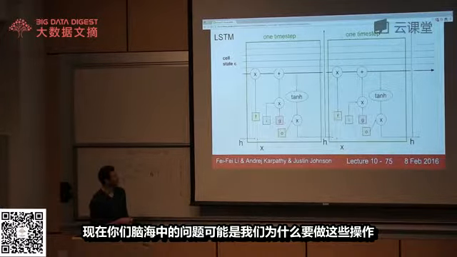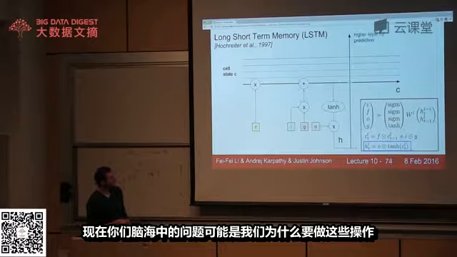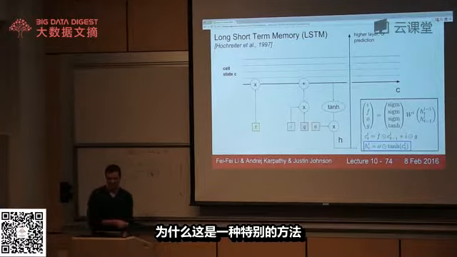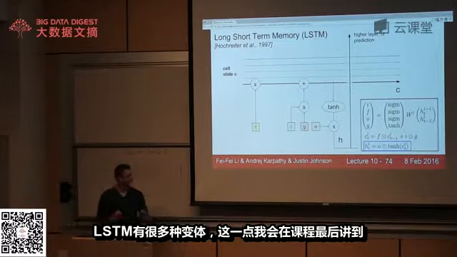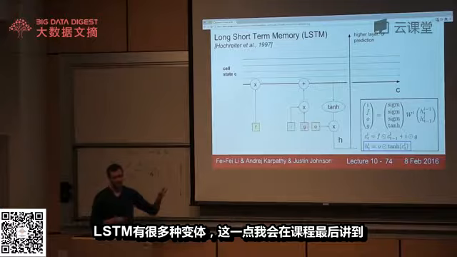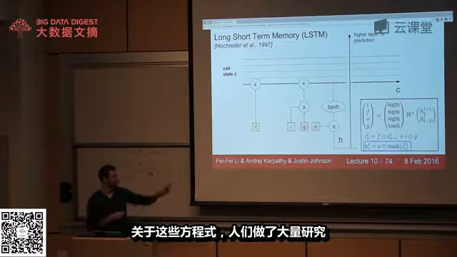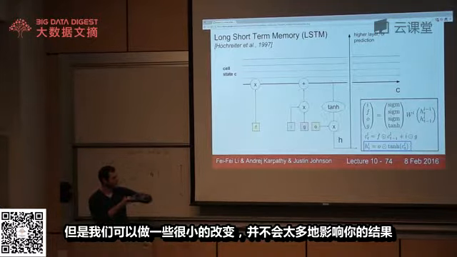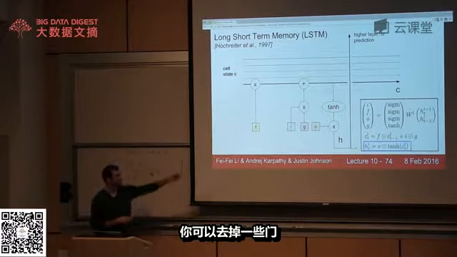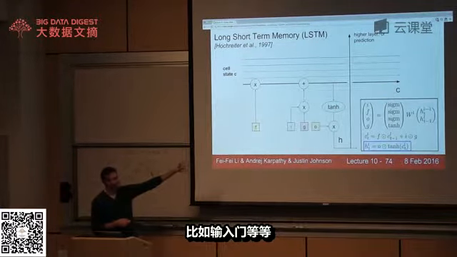So basically the question that's probably on your mind is, why did we go through all of this? Why does this look this particular way? I should like to note at this point that there are many variants to an LSTM, and I'll make this point by the end of the lecture. People play a lot with these equations, and we've kind of converged on this as being a reasonable thing. But there's many little tweaks you can make to this that actually don't deteriorate your performance by a lot. You can remove some of those gates, like maybe the input gate and so on.